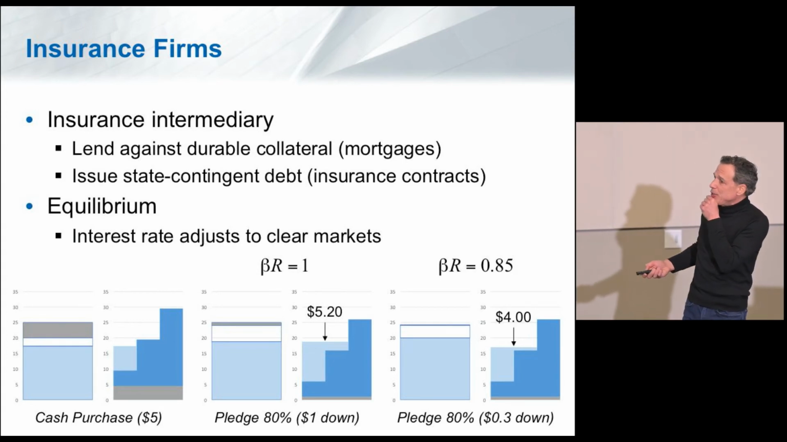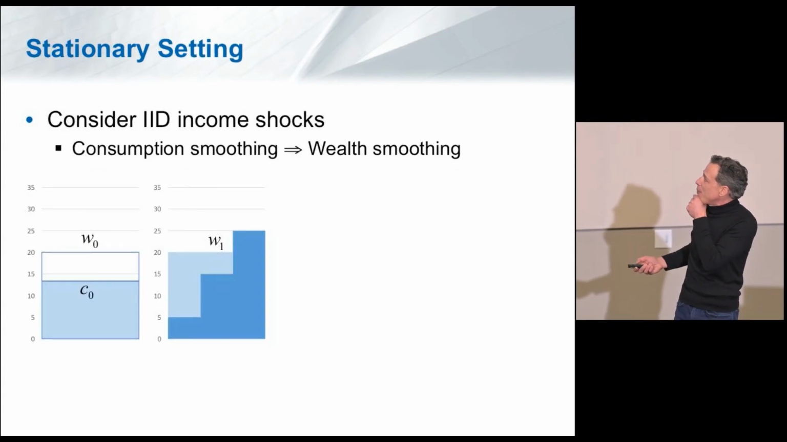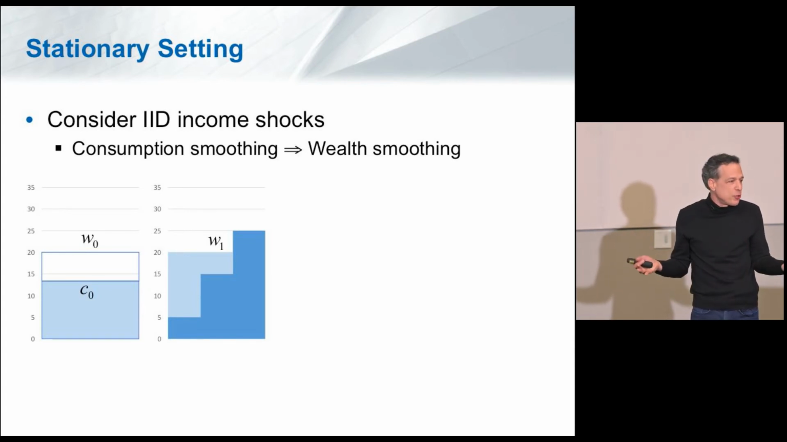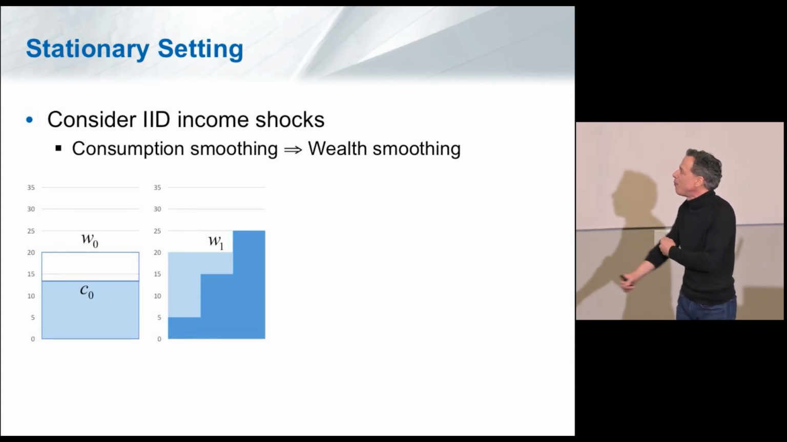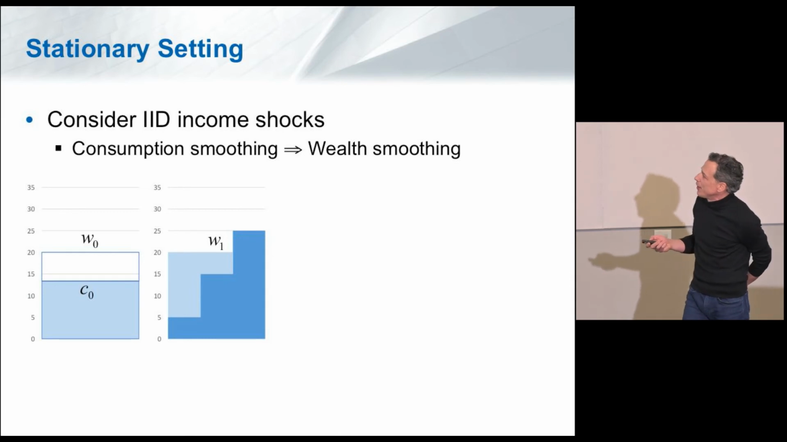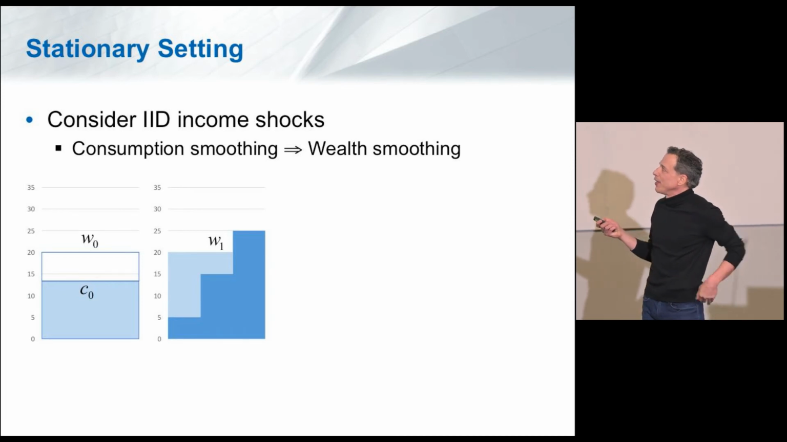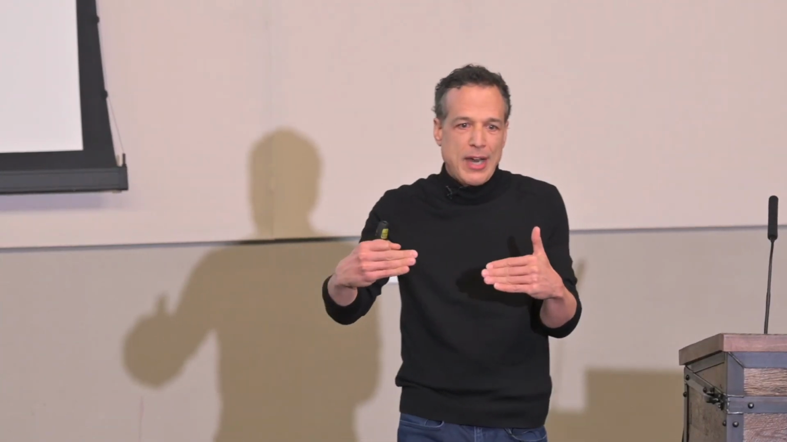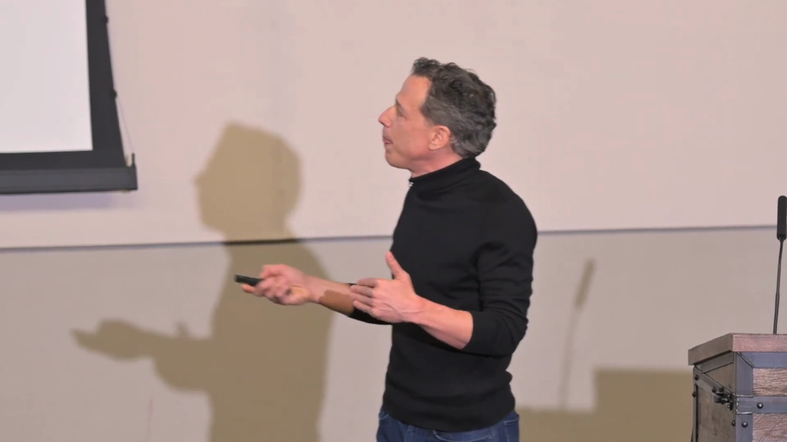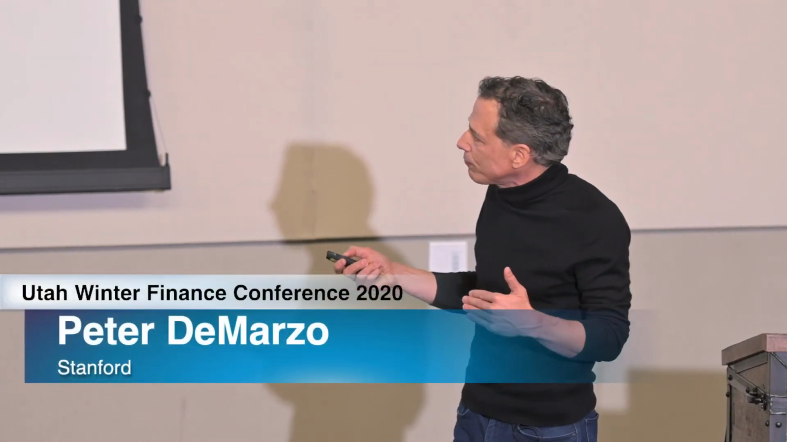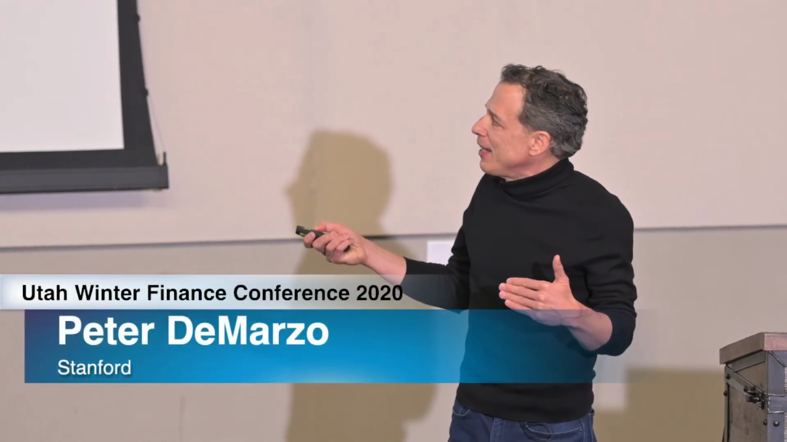Okay, let me talk briefly about what happens in the stationary case. This was all in a two-period model, but you can see all the intuition in that model. What happens in the stationary case? In the stationary case, in some sense, consumption smoothing turns into wealth smoothing, right? If beta R is equal to 1, then what I'd like is my consumption tomorrow to be the same as consumption today, but since everything's stationary, that means my wealth tomorrow should be the same as my wealth today, right?